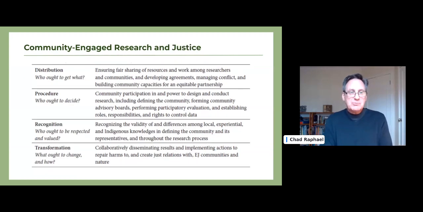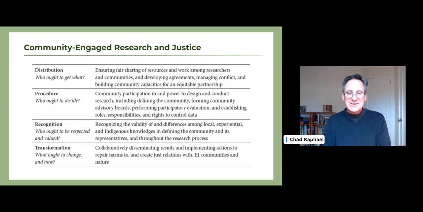So community-engaged research speaks to those same four dimensions of justice that EJ does. It just speaks to them a little differently, but you can see a close relationship. And for CER, distributed justice means ensuring the fair sharing of resources like grant money and work among researchers and communities, and developing agreements and managing conflict and building capacities for equitable partnerships. And Julie and Erika are going to talk in much more detail about much of what's on this slide in their presentation.